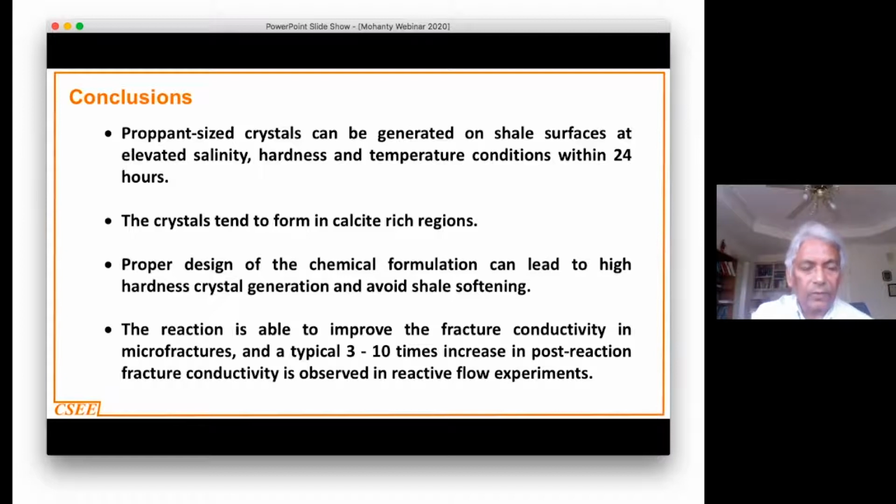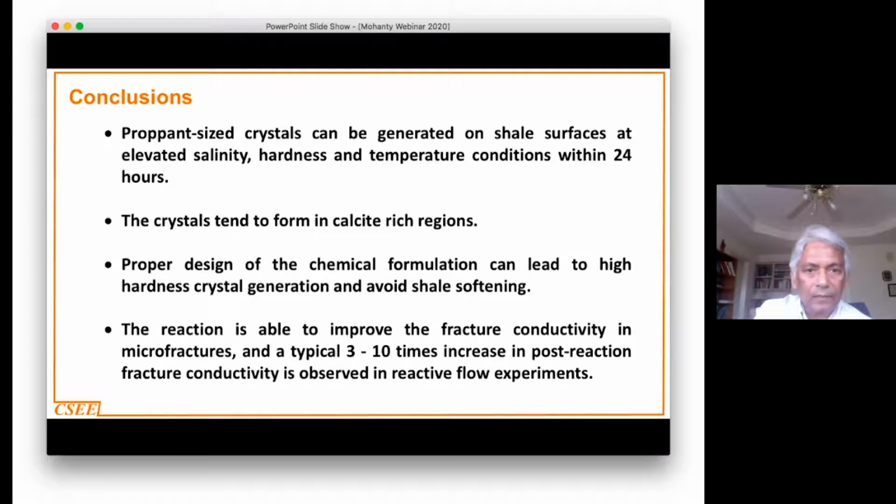We noticed that these crystals tend to form in calcite-rich regions because they react with the calcite. Proper design of chemical formulation can lead to good hardness for these generated crystals, so avoid the shale softening issues. The reaction is able to improve the fracture conductivity in some of the experiments we did of the order of 3 to 10 times.